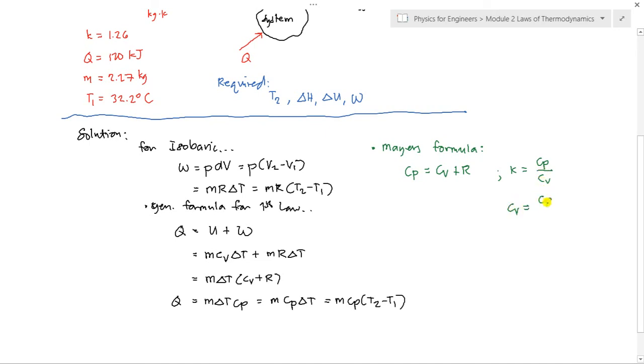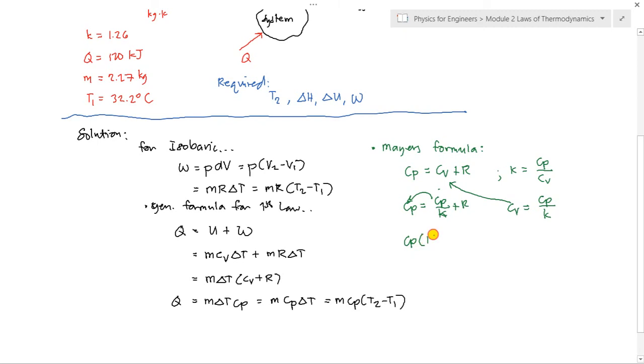So Cv is equal to Cp over k. We can substitute this here in order to solve for Cp. Substituting, we have Cp is equal to Cp over k plus R. Then here, solving for Cp, maybe we can transpose this one.